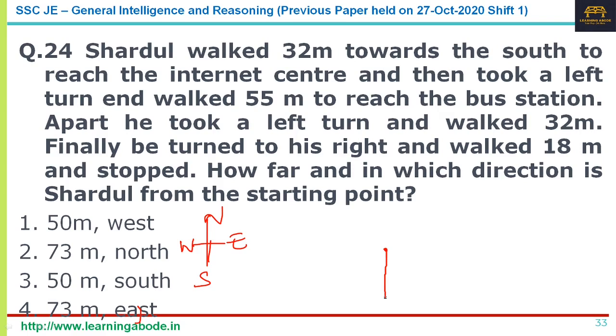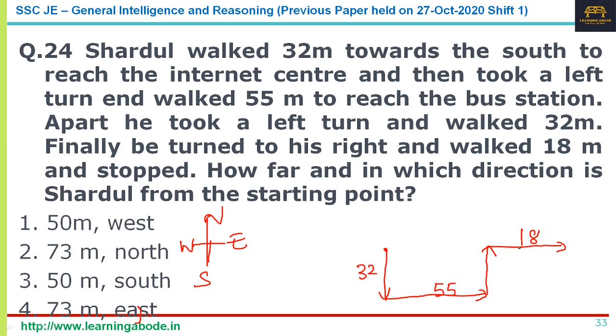After that, he took a left turn and walked 32 meters. Finally, he turned right, 18 meters, and stopped. Now how far and in which direction is Shardul from the starting point? This is the starting point. This is 55 and this is 18, so 55 plus 18, he's totally 73 meters away, towards the east direction. That's answer option 4 for question number 24.